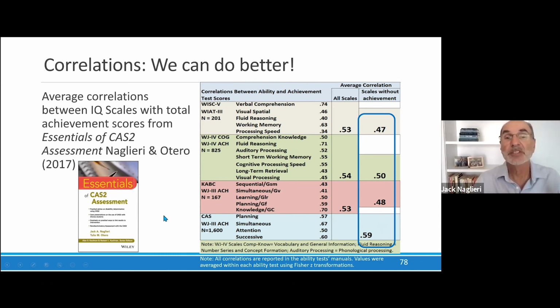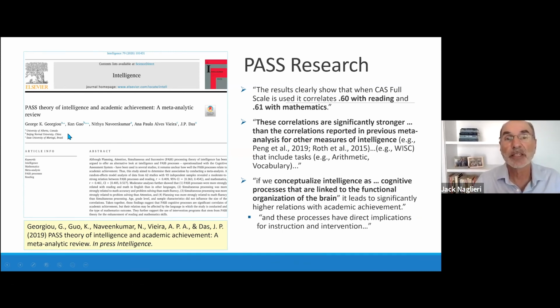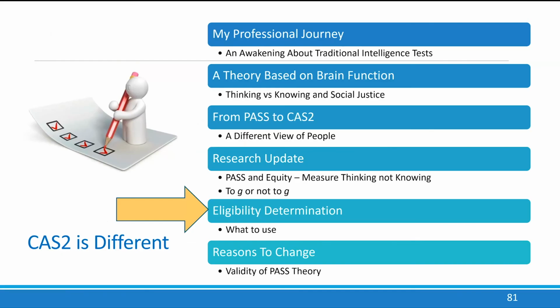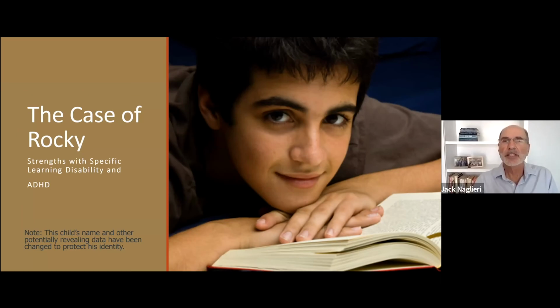But what really got me was this next study that I didn't do. It's published by George Giorgio and his colleagues. They did a meta-analysis on all the studies that looked at the relationship between PASS scores and achievement. And here's what they found. The correlations are significantly stronger than the correlations reported in previous meta-analyses for all other measures of intelligence. Wow. That says a lot. And they concluded if we conceptualize intelligence as cognitive processes that are linked to functional organization of the brain, it leads to significantly higher relations with academic achievement, and the processes have direct implication for instruction and intervention. So eligibility, this is going to come to the RTI question.